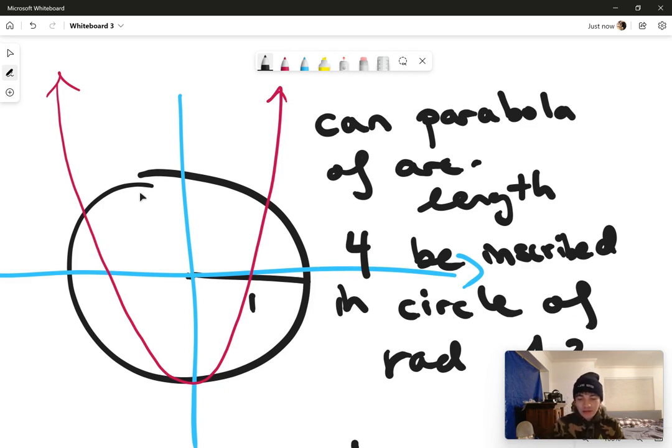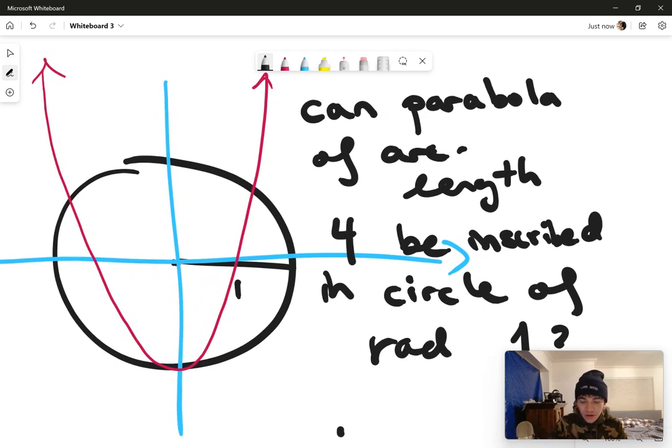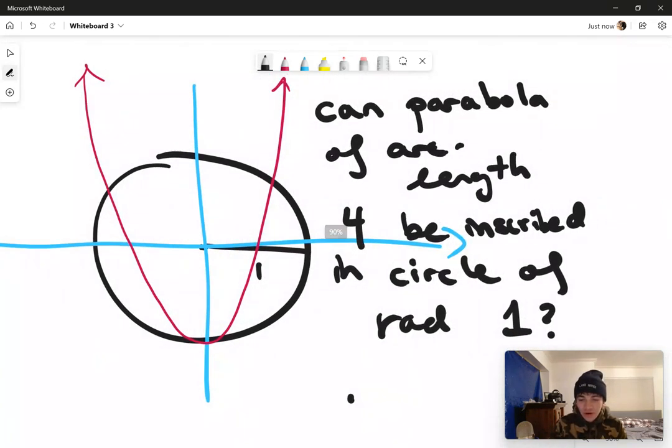So this is a very nice math question. It basically asks, can a parabola of arc length 4 be inscribed in a circle of radius 1? I found this problem on a Putnam practice test, or a previous Putnam from a few years ago, and it was an A6 question. So it was the toughest question on the Putnam, which is a national math competition. I was looking at it and thought, this shouldn't be that hard. But weirdly enough, it's a tough problem.